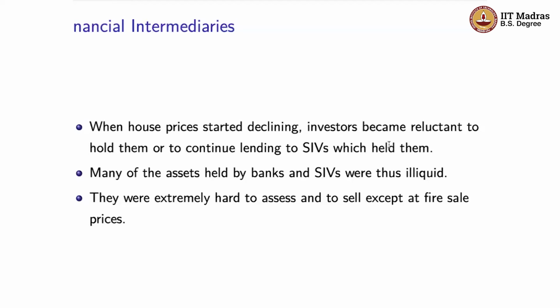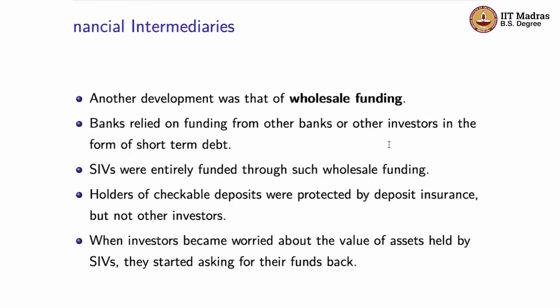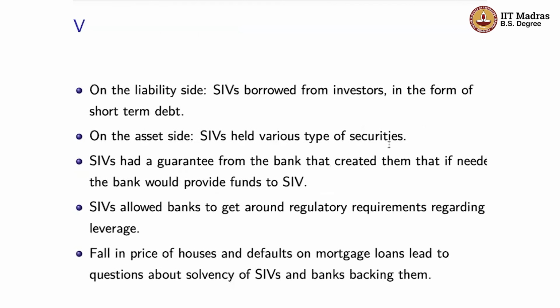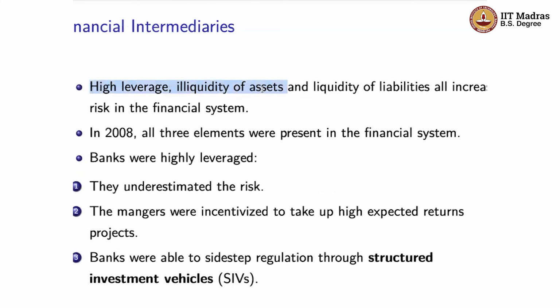And as a result of that, the banks and SIVs are finding it very difficult to sell it off unless they are willing to sell it off at a much lower price than what they had valued it at, right? And so this is the second element that we mentioned, right? Remember, we mentioned that there was a combination of three things which caused this intensification of the crisis. You had high leverage, illiquidity of assets, and liquidity of liabilities.